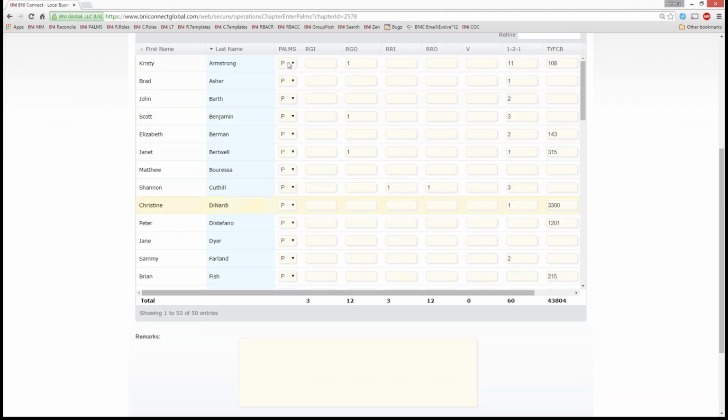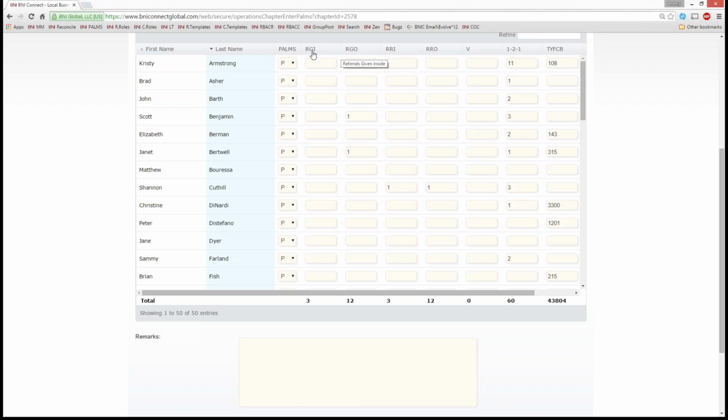Again, in my personal chapter, all we have to do is take attendance because all the rest of the information's been entered. If you're using the paper slips, it's still the same process of counting up the slips and then entering the appropriate numbers into the fields. Hopefully everybody knows what the abbreviation stands for, but just real quick, POMS: present, absent, late, medical, and substitute. RGI and RGO: RG stands for referrals given, and I and O stand for inside and outside.